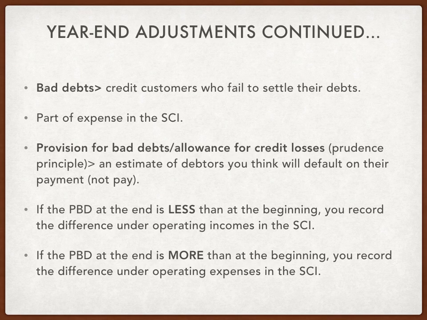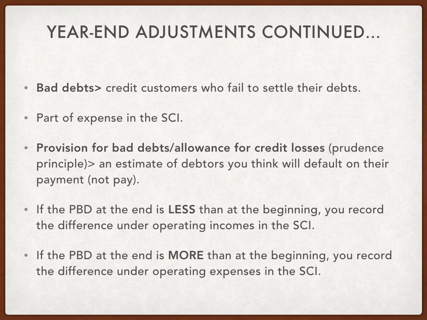We have provision for bad debts or allowance for credit losses. This is where we apply the prudence principle. Remember what we said about the prudence principle? It's that the business has to make provision for losses. Provision for bad debts or allowance for credit losses is an estimate of debtors you think will default on their payment or not pay. How do you treat this in your financial statements? You first have to determine if you have an income or an expense. Both you record in the statement of comprehensive income.